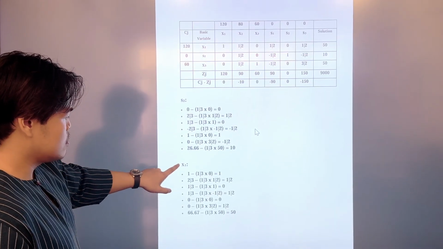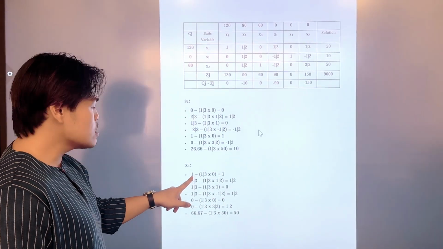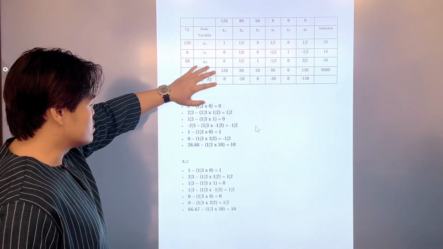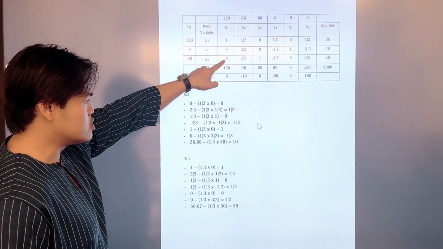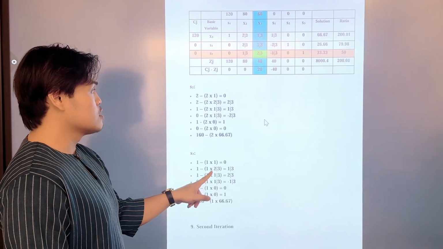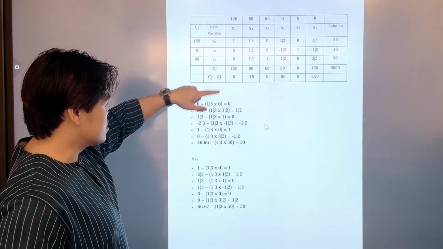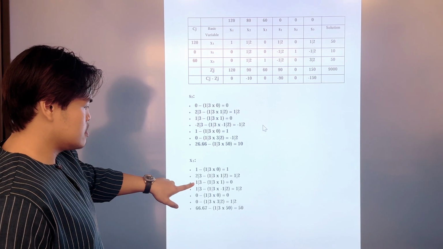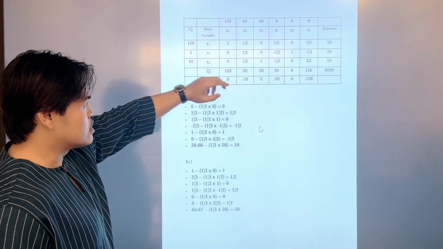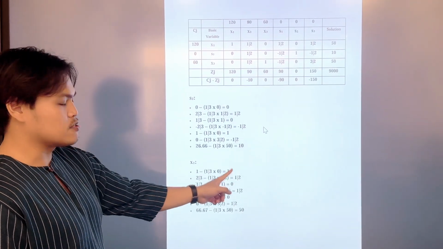For the next one, we have X1, and then how do we get this answer. 1 minus 1 per 3, times 0, that is S2, times 0, and then we get 1. 2 per 3 minus 1 per 3, and then we get 1 per 3, then 2 per 3 minus 1 per 3, times 1 per 2, and then we get 1 per 2. Same goes to the next one.